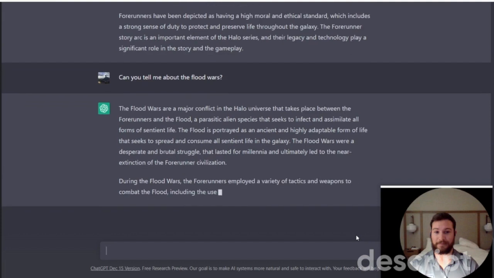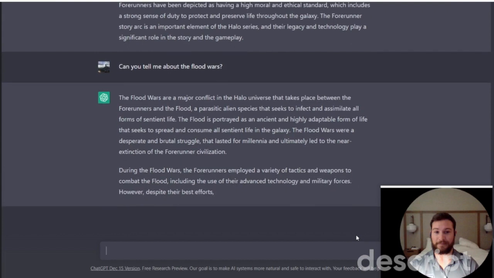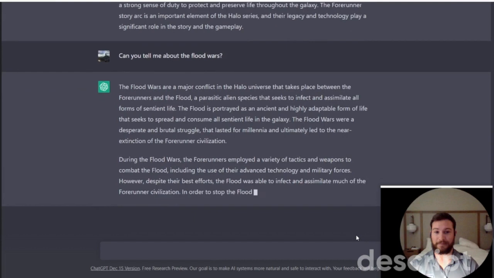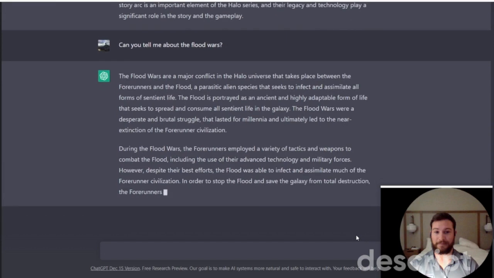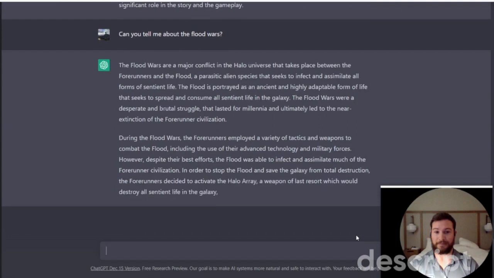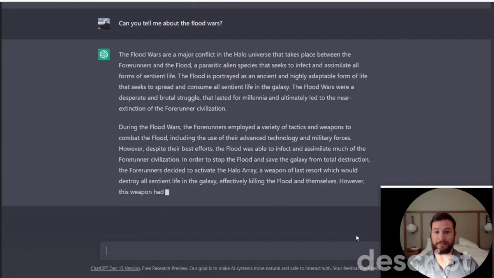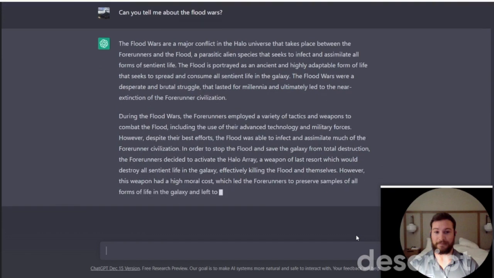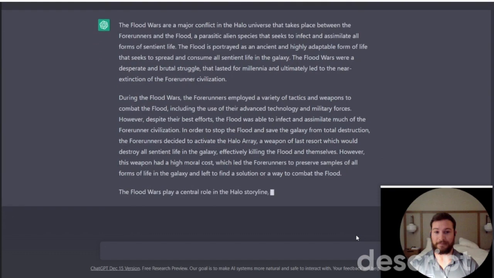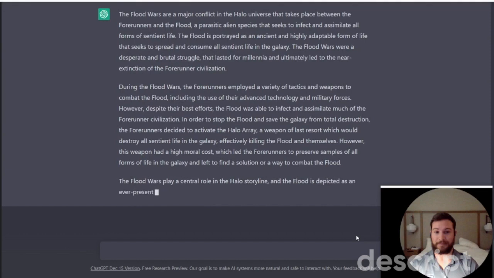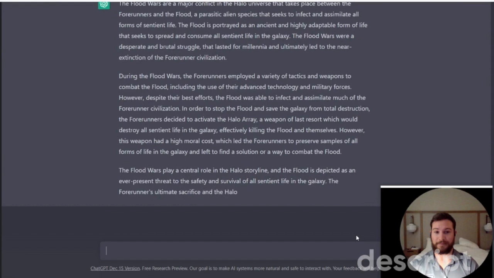During the Flood Wars, the Forerunners employed a variety of tactics and weapons to combat the Flood, including the use of their advanced technology and military forces. However, despite their best efforts, the Flood was able to infect and assimilate much of the Forerunner civilization. In order to stop the Flood and save the galaxy from total destruction, the Forerunners decided to activate the Halo Array, a weapon of last resort which would destroy all sentient life in the galaxy, effectively killing the Flood and themselves. However, this weapon had a high moral cost, which led the Forerunners to preserve samples of all forms of life in the galaxy, and left to find a solution or a way to combat the Flood.